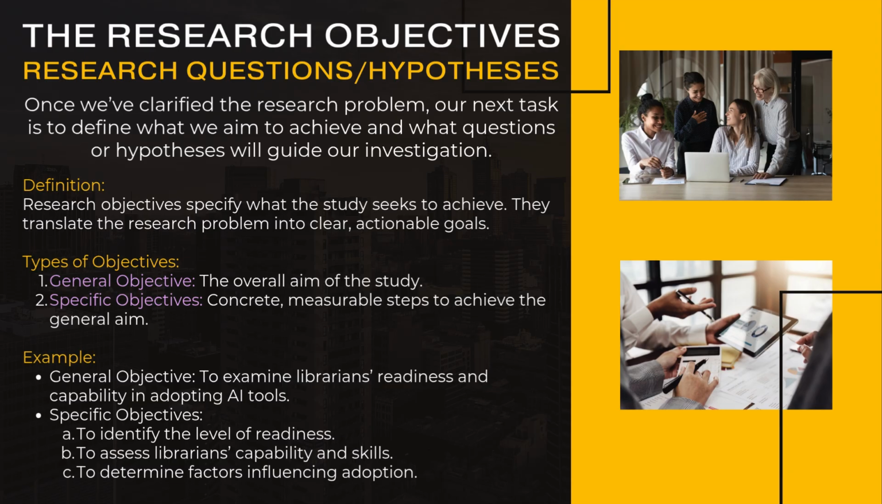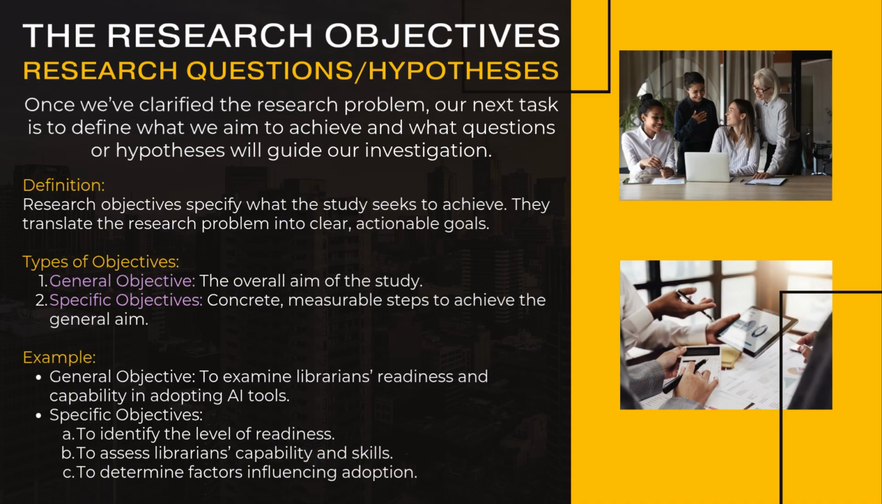Once we've clarified the research problem, our next task is to define what we aim to achieve and what questions or hypotheses will guide our investigation. This is where the research objectives come in. A research objective clearly states what your study seeks to accomplish. It translates a broad research problem into specific, actionable goals that can be measured or tested. Think of it as a bridge. It connects the problem statement to the methods you'll use to solve it.